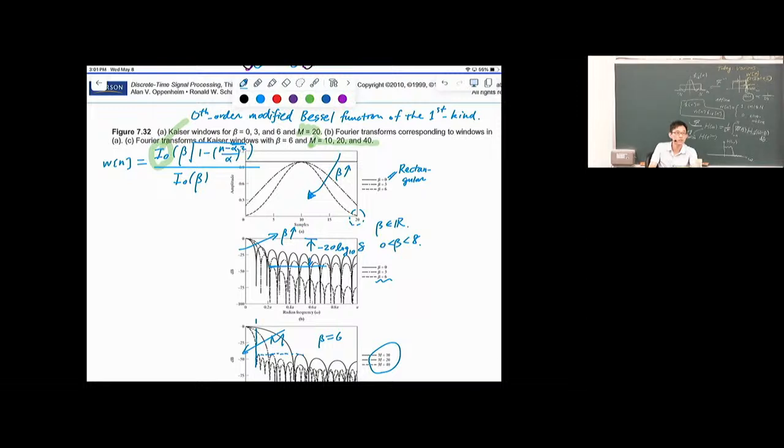Now you see beta in the expression. And of course, alpha is equal to half the window length, and we evaluate this from 0 to M, and w[n] is 0 elsewhere. So that's an explicit expression.